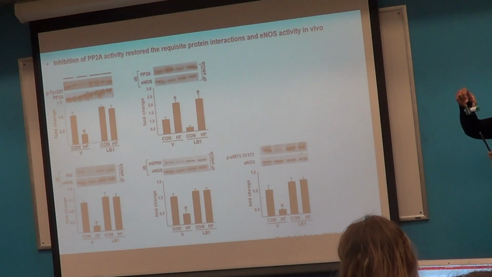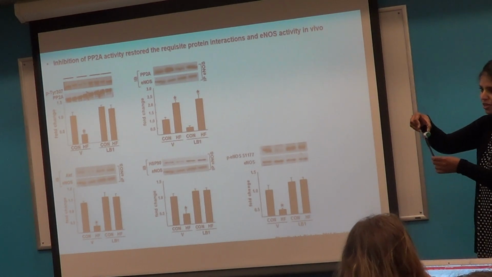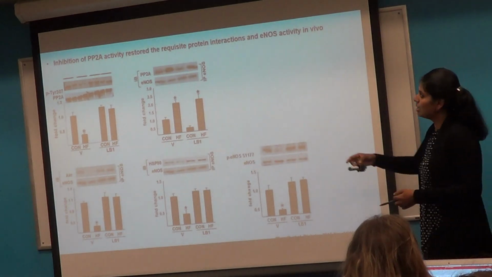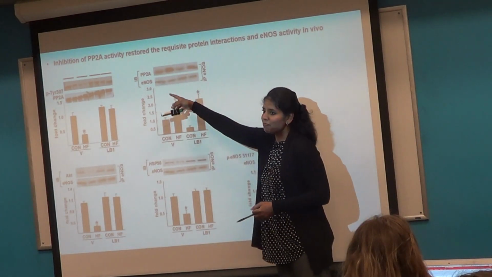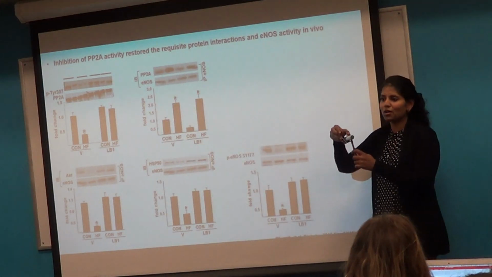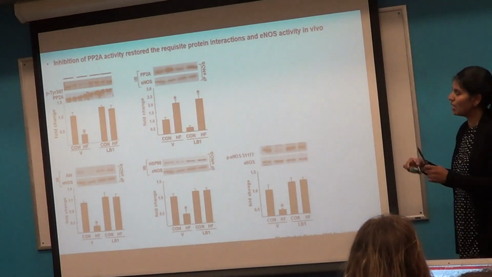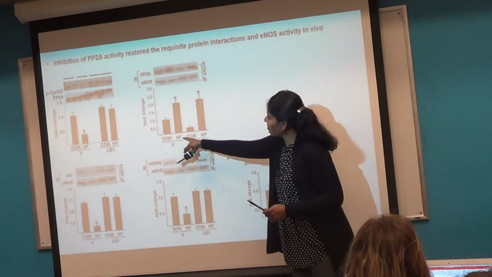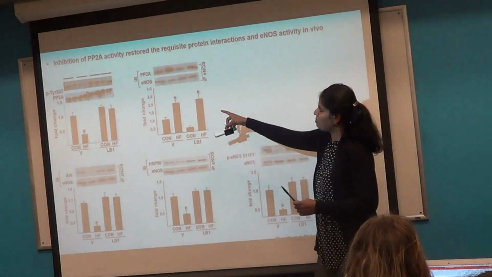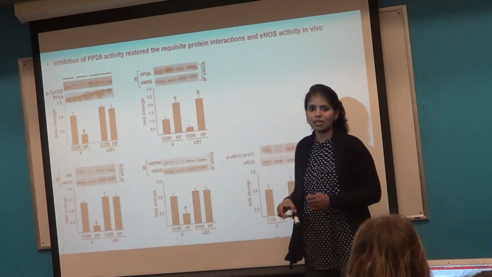So we pulled eNOS and wanted to see who is sitting with it, or, I'm showing you the reverse, because we did all kinds of combinations. We pulled PP2A and then blotted for eNOS, and eNOS came along with it, stuck with it. So we know they are physically together. And if you see the high-fat diet, you have more PP2A association with eNOS.